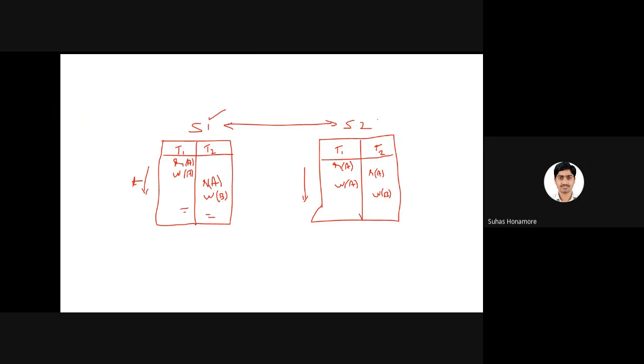So S1 schedule is there, S2 schedule is there. Now S1 and S2 we can say are conflict equivalent if the conflicts coming in this schedule are the same as the conflicts coming in the other schedule. Here, if you see, data item A we are writing, then here reading it, so a write-read conflict is there, and like that it is there here also.